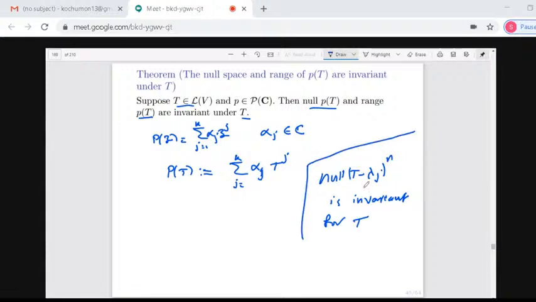I had asked you to assume this in the beginning, some time back, but the reason is the following. (T − λj)^n is a polynomial of T. This is P(T), where P(z) is equal to (z − λj)^n. If you take this polynomial, you can see that P(T) is this operator, and its null space is invariant for T. The null space of P(T) and the range of P(T) are invariant.